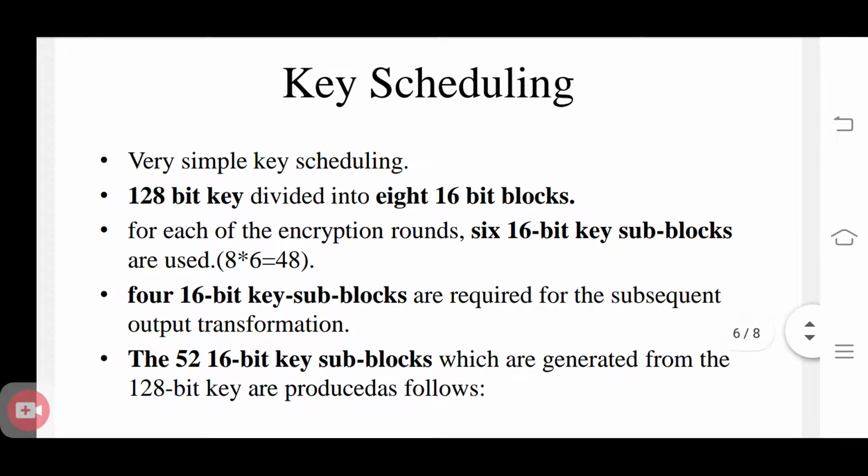Next, how is the key scheduling performed in IDEA? We have a very simple key scheduling algorithm. We have a 128-bit key. Okay. So it's divided into 8 16-bit blocks, in which the first 6 are used for the first round. From these 6 keys, we are generating the next keys in the next round. So a total of 8 into 6 keys are used for the 8 rounds. That is 48 subkeys are used. And last we have a special round, that is the additional transformation. For that, 4 16-bit subkeys are used.